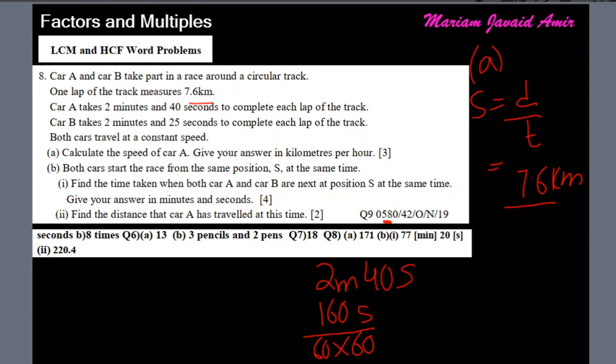So divided by 3600, I am getting 0.044444. So 0.04, and I can put a small dot on the 4 to show that this 4 is recurring. Now in my calculator, I'll do 7.6 divided by answer, and I'll get 171 kilometers per hour. Answer for part A.